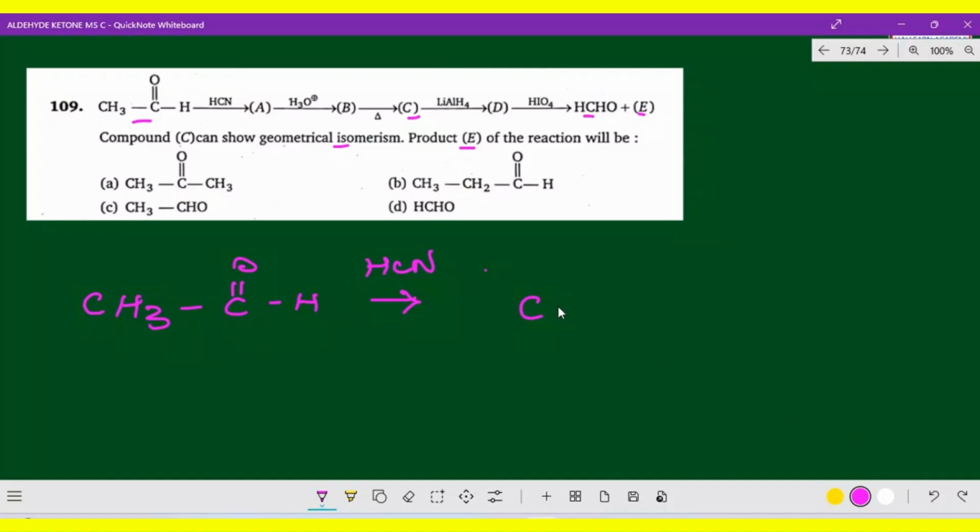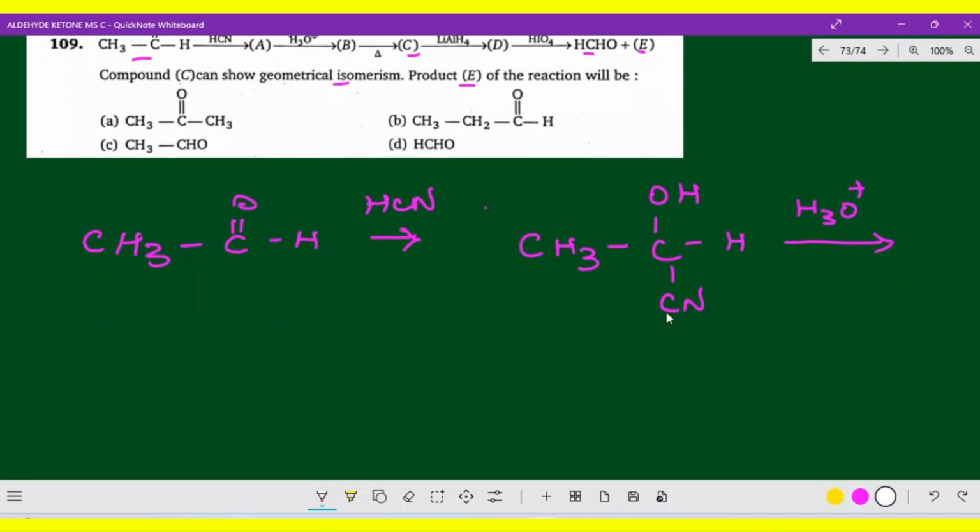You are getting CH3. This is very easy. The addition of this OH and here CN is a nucleophilic addition reaction, right? Again you are going for hydrolysis, H3O+ acid hydrolysis. You will be getting the acid, the CN is converted to acid, that you know very well, right?